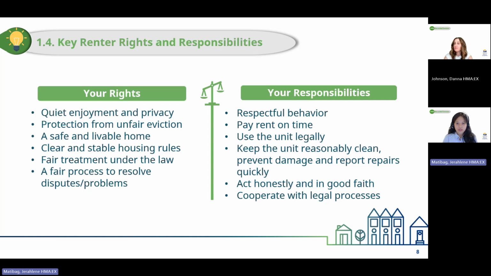But rights always come with responsibilities. As a renter, you are expected to behave respectfully, pay rent on time, use the unit legally, keep the unit reasonably clean, prevent damage, and report repairs quickly. And then act honestly and in good faith and cooperate with legal processes when needed. The law is about balance. It protects the renter, but also sets clear expectations so tenancies can work for everyone. We will unpack each of these rights and responsibilities in more detail as we go through the session. But this slide is just for your foundation and if you need something to go back to.